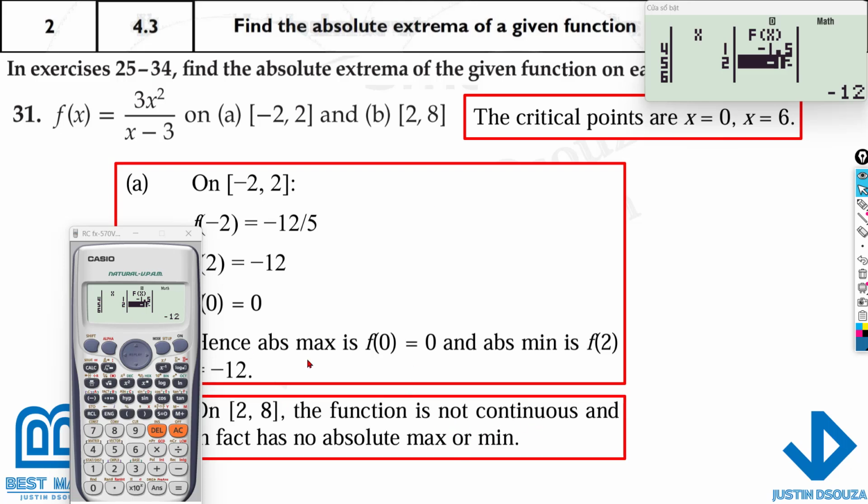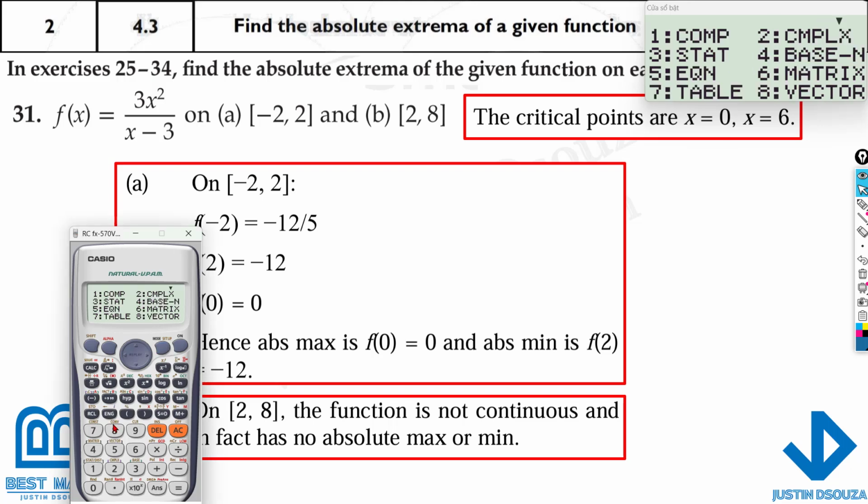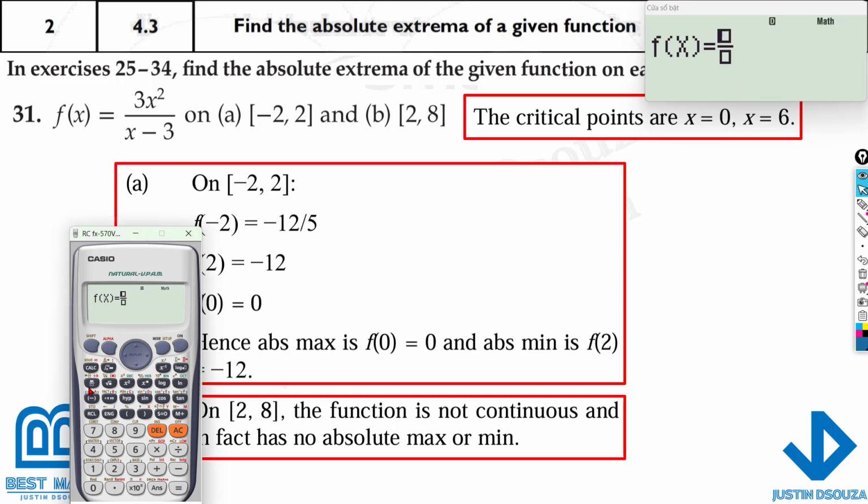Okay, this is not continuous. So now what does it mean? Let's go and try this. Mode 7, you can type this out. It's 3x squared by x minus 3.